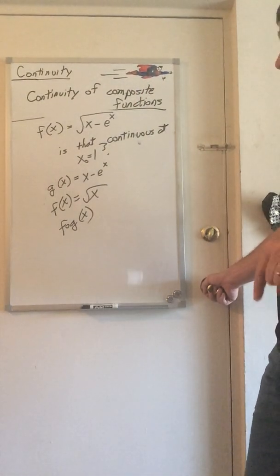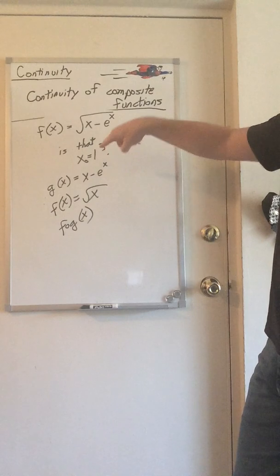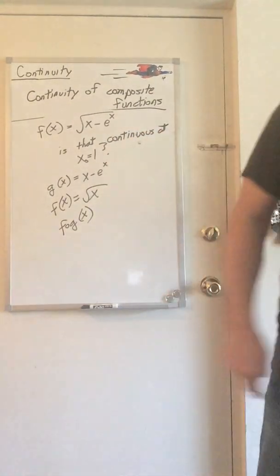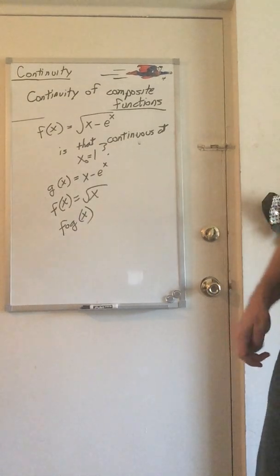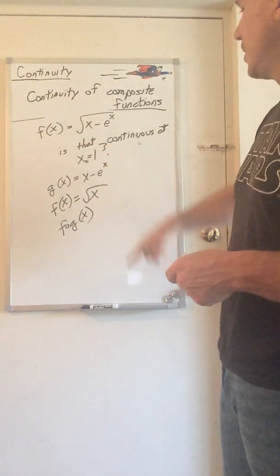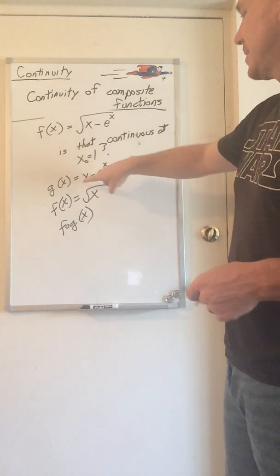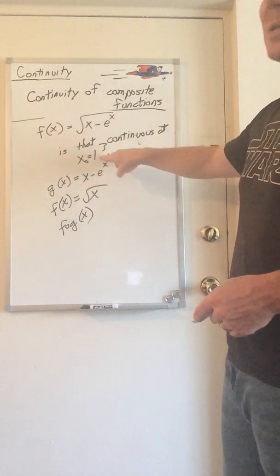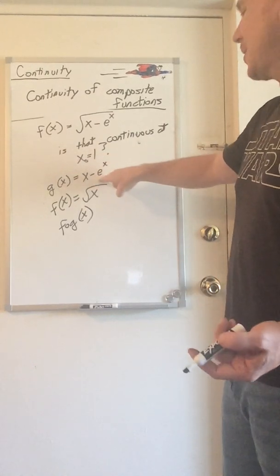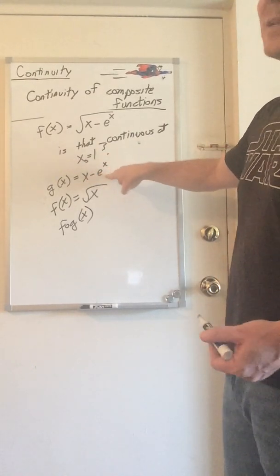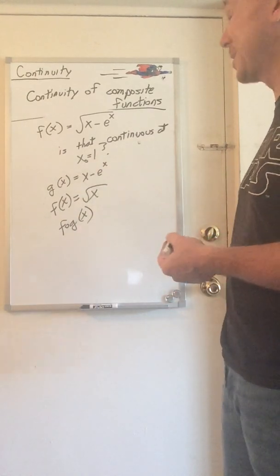Now I want to know if that is continuous at x sub 0 equals 1. So what do I have to do? And I know I already erased it, so we can run through it. G has to be continuous at x sub 0. So is x minus e to the x continuous at 1? Well, sure, clearly. We could graph it. We don't really have to. It's pretty obvious. That's a line. That's an exponential. Combine them, you'll still get a continuous function.